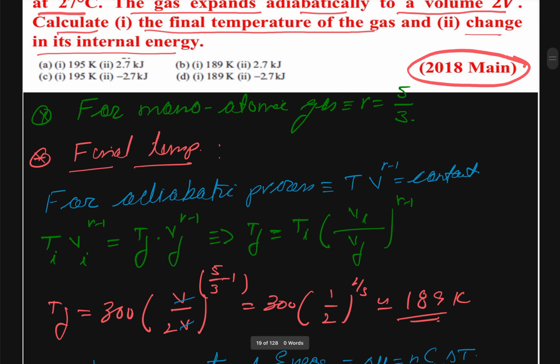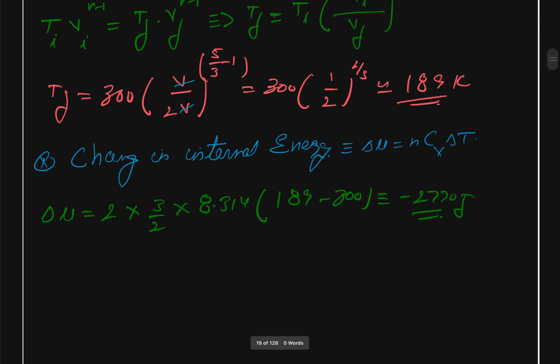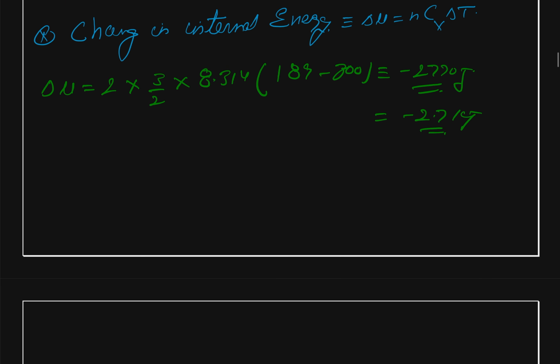So we get 189 Kelvin and minus this, so option D is correct. We can write this in terms of kilojoules also, 2.7 kilojoules. So we can say option D is correct.